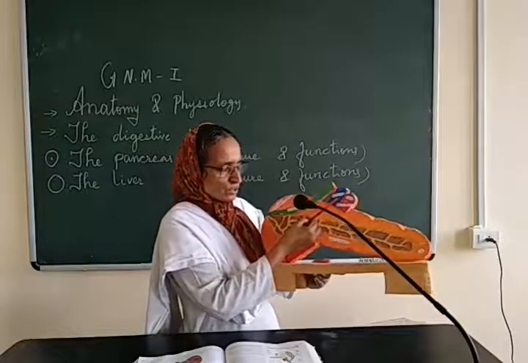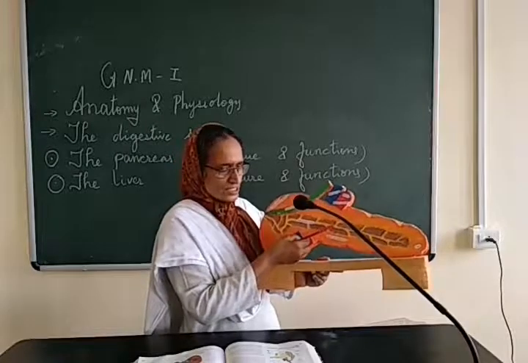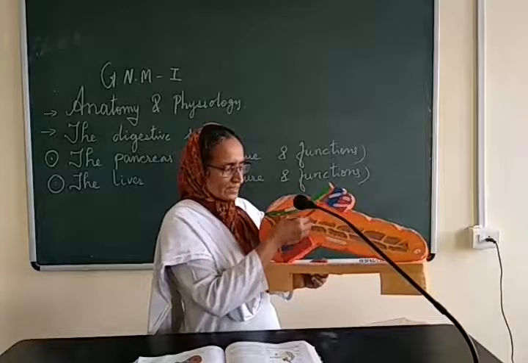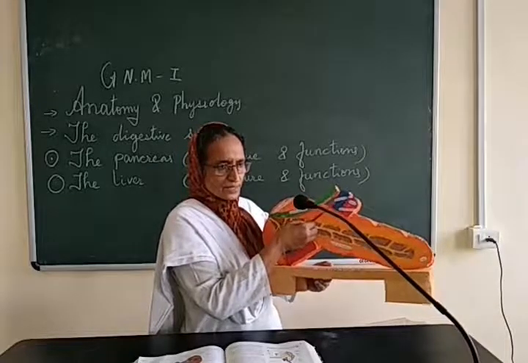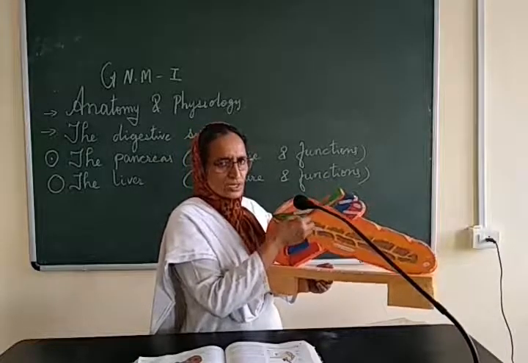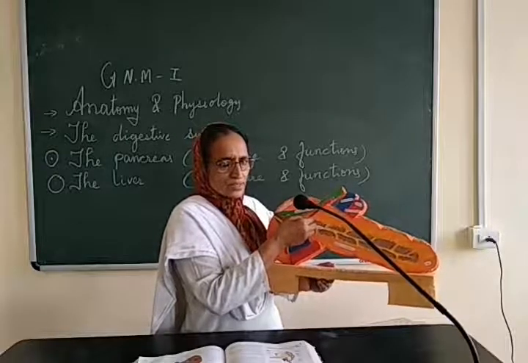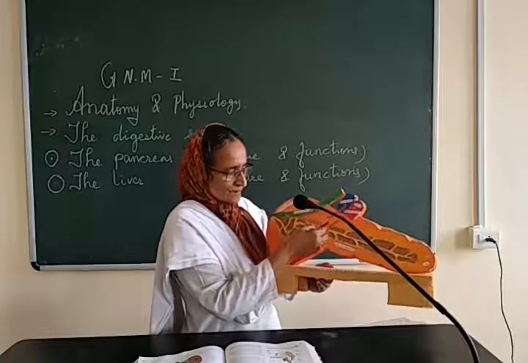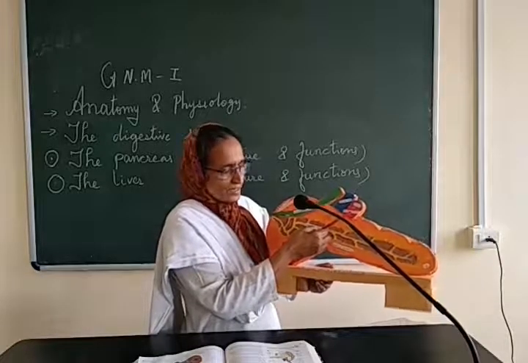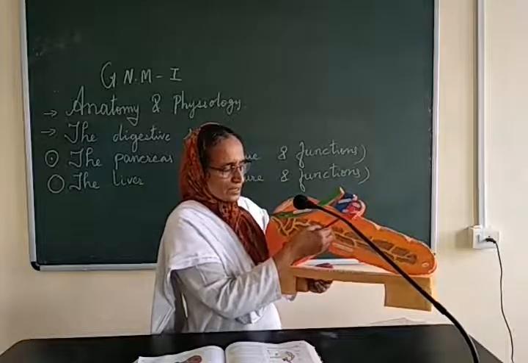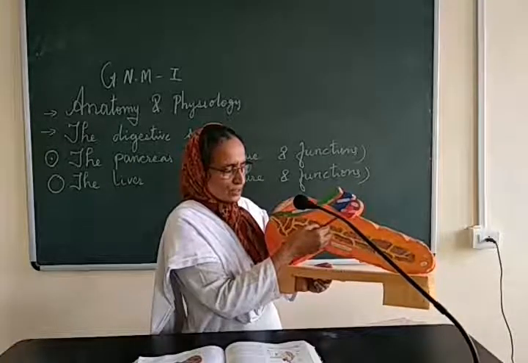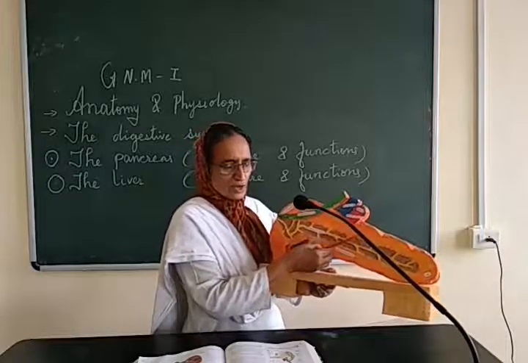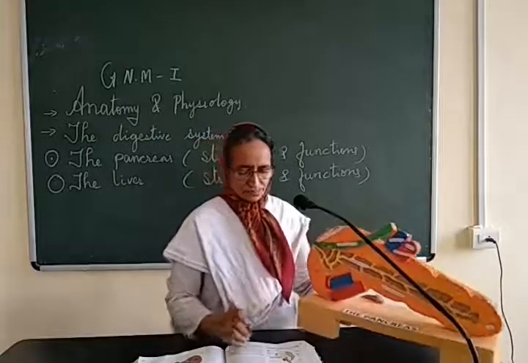Here we can see the portal vein. The deoxygenated blood from the pancreas goes to the portal vein and then it goes to the liver. The rich nutrients are absorbed by the liver and the arterial blood supply is by the abdominal aorta. The branch of the abdominal aorta, the celiac artery, provides the oxygenated blood to the pancreas.